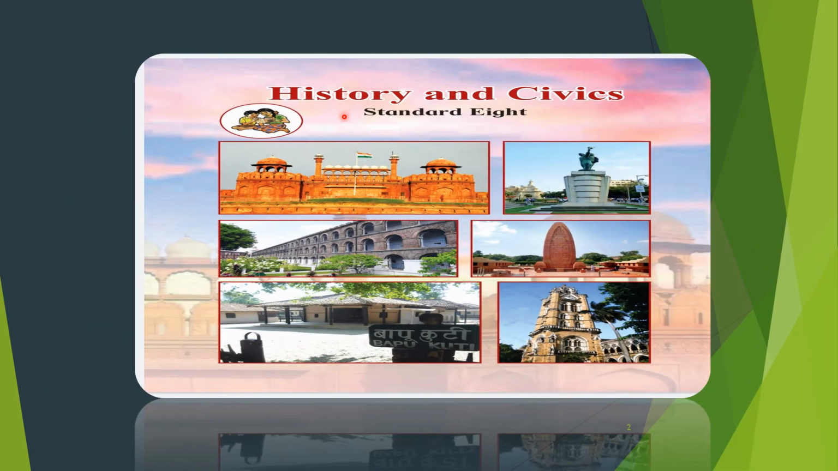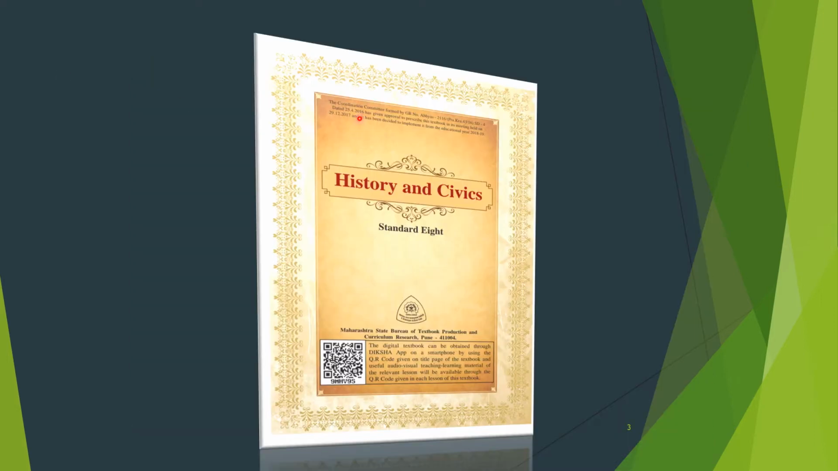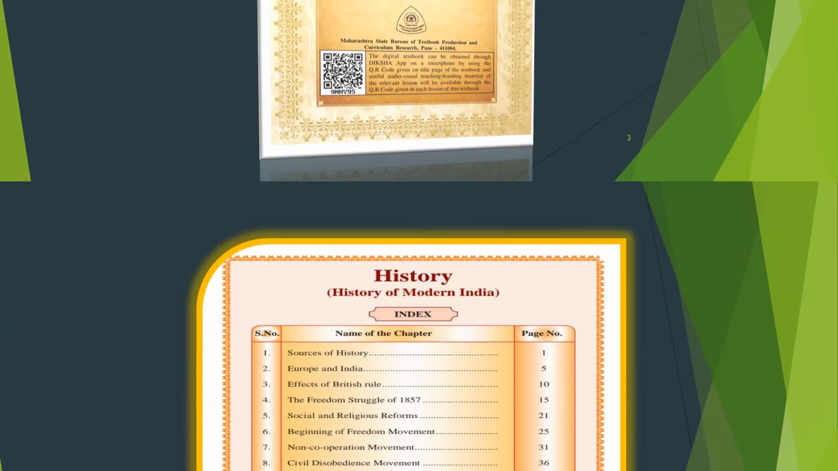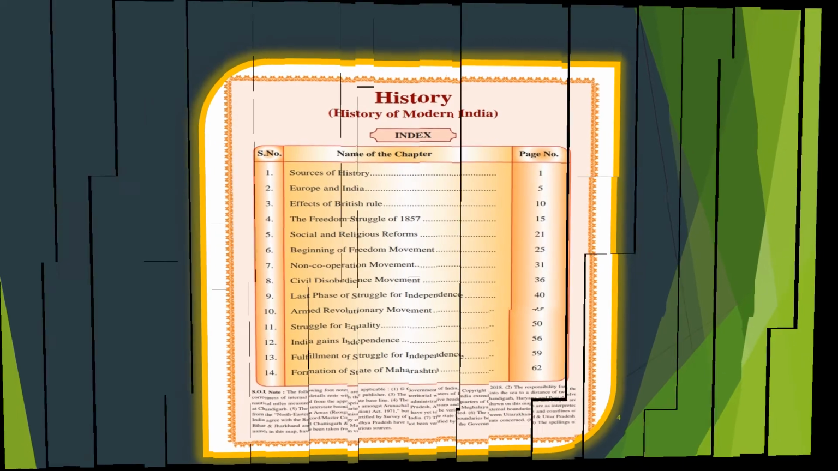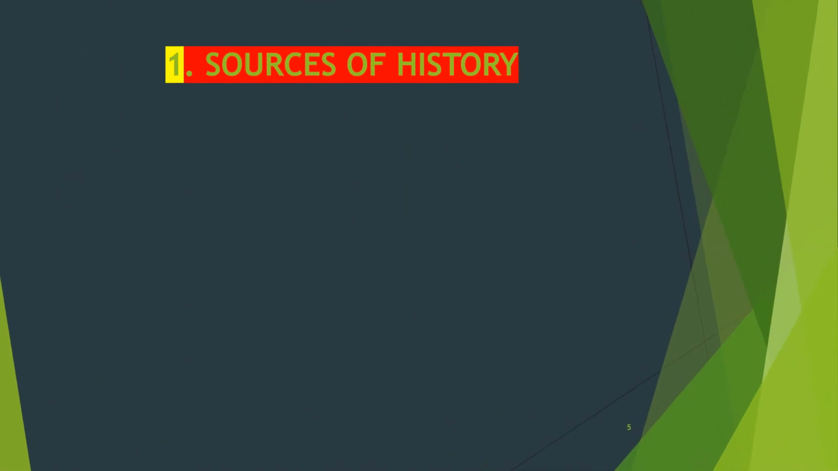Today we are going to study history and civics, standard 8th. Chapter number 1, Sources of history. Here I would like to tell you the meaning of sources. Sources are basically things that we will be using to study history. Like we will be using some photos, and we will be visiting some places like forts, buildings, etc.